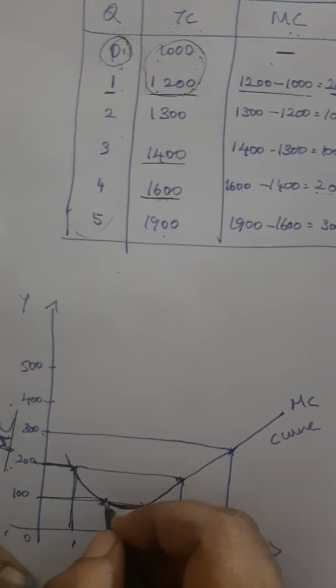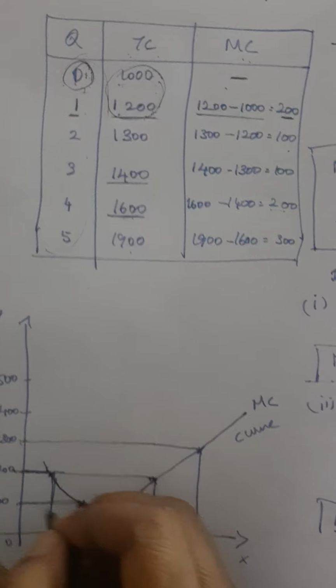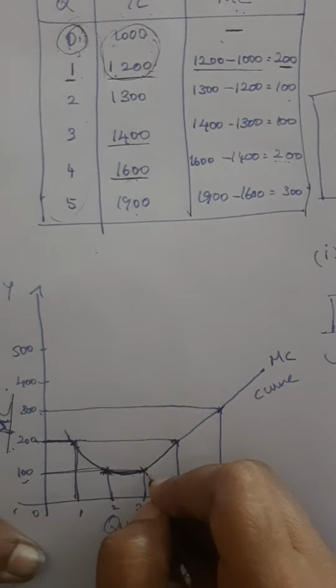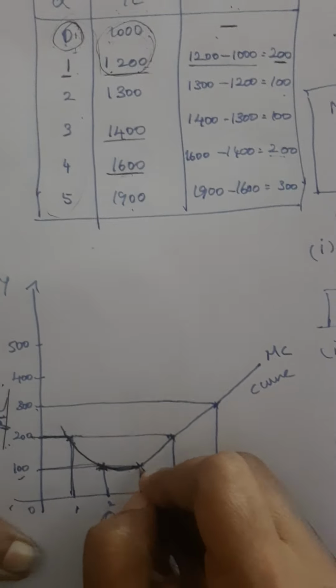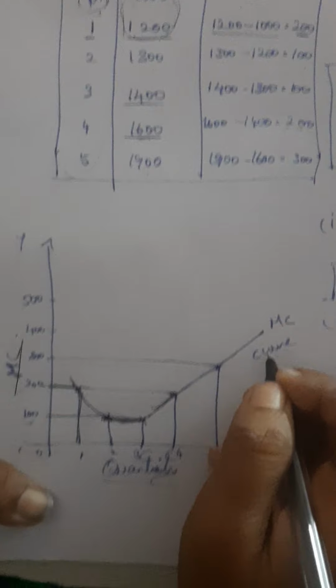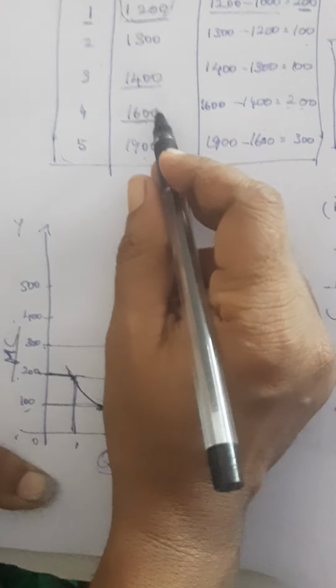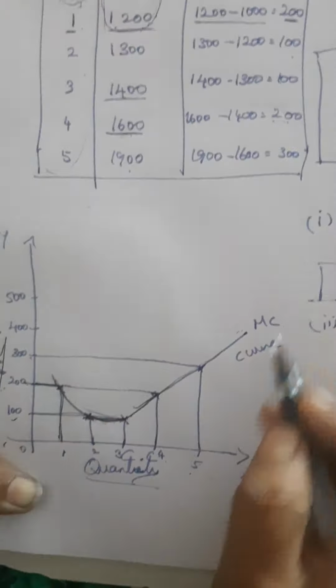Then the MC curve increases after the lowest point. This is the lowest point. 100 only is the lowest point, isn't it? After the lowest point, the marginal cost will increase and it slopes to the upward side. The MC curve is always U shaped. The slope of TC is MC. What is the slope of TC? The same is the MC also.